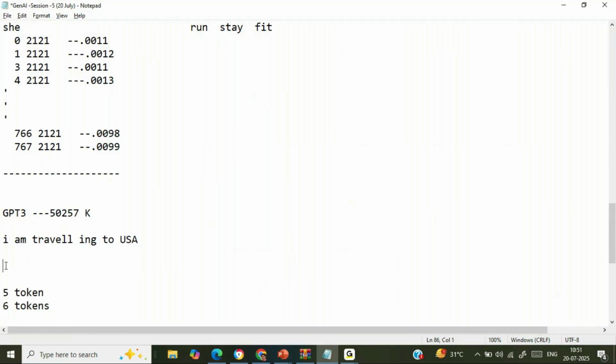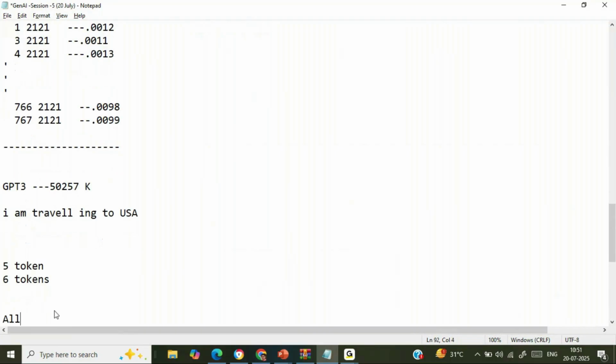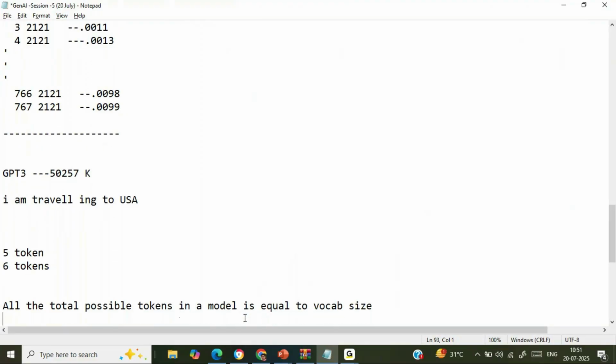Okay, so let me write it down. All the possible tokens in a model, all the total possible tokens in a model, is equal to the vocab size. Okay, so in GPT-3, the vocab size is 50K.